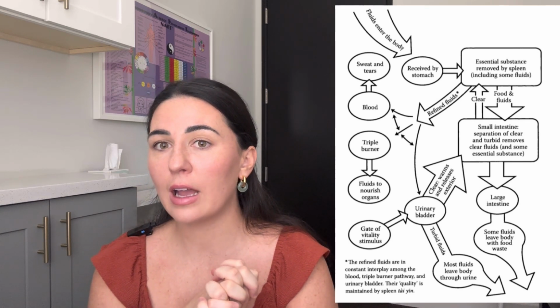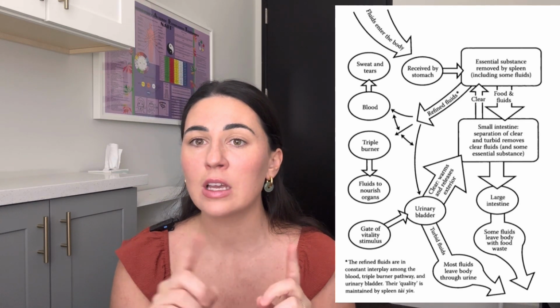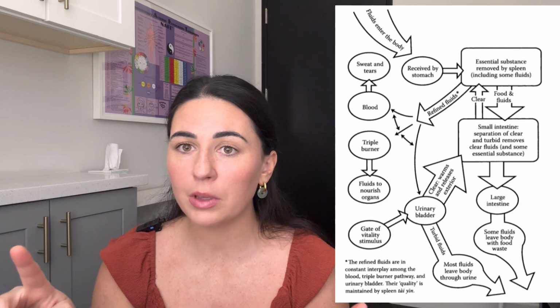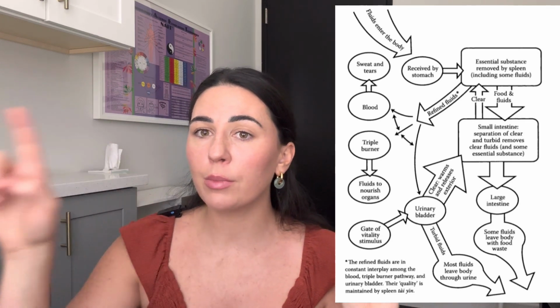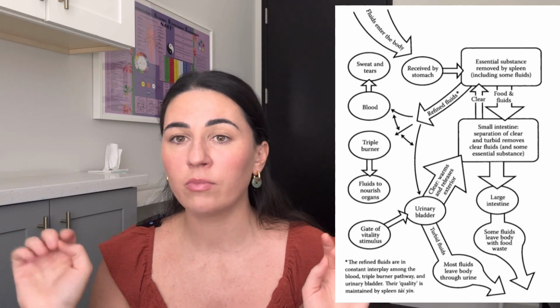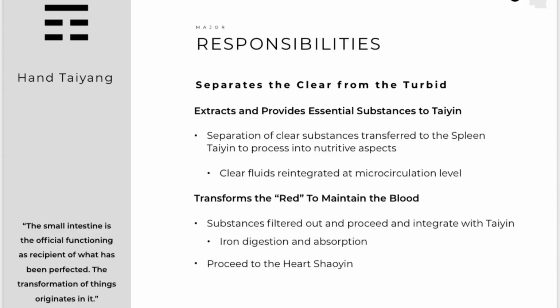So that's how it has a few options to go back to the spleen if the bladder or the small intestine say, hey, you actually missed something, just check this again. And it goes back. So staying on the hand Tai Yang over here, it's extracting and providing essential substances to Tai Yin, which is how the little system goes. And then it also is transforming the red to maintain the blood.